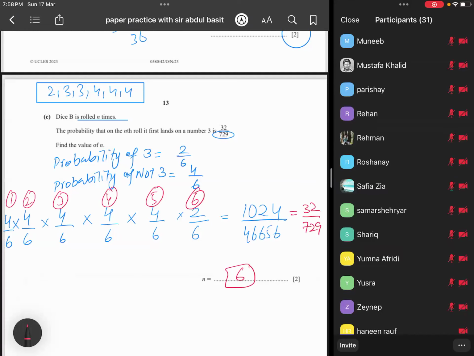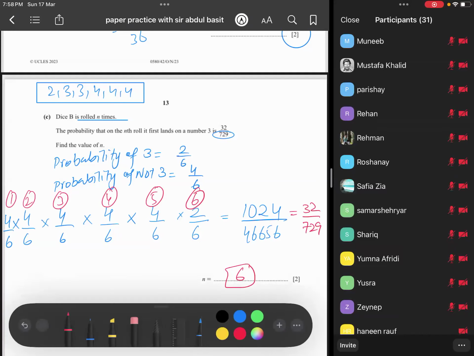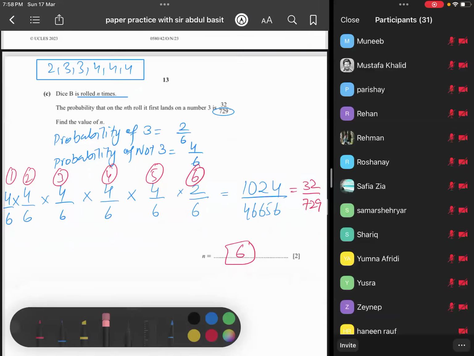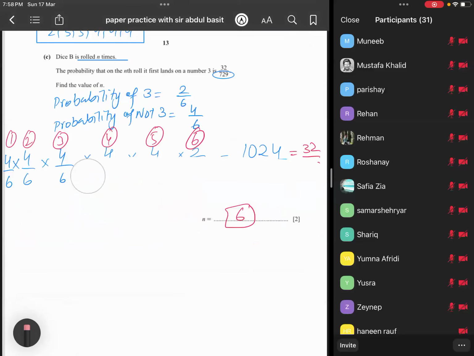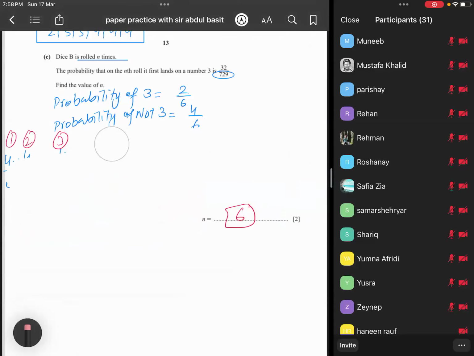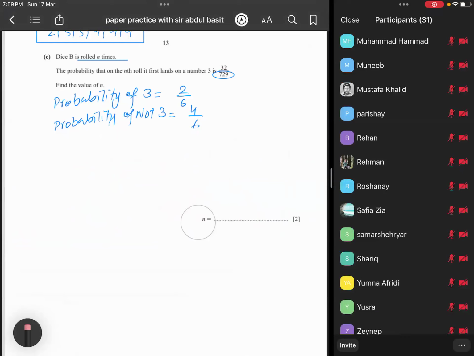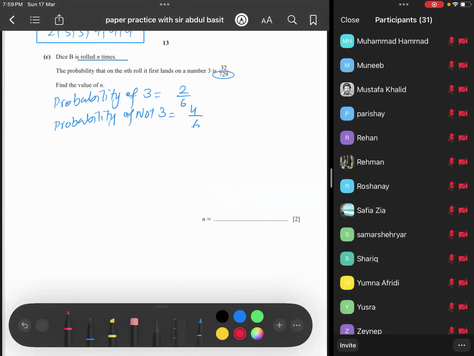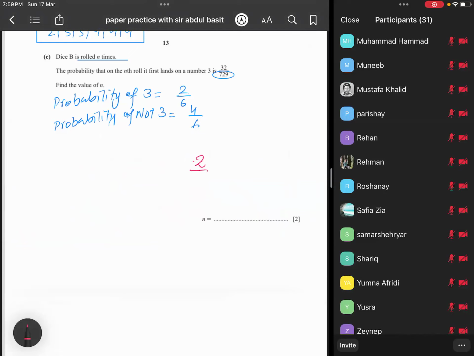Is this clear, everybody, or not? Yes, sir. Beta, the easy way to solve this sort of question, and you can get this question in exams, especially O level students and IGCSE students as well: I want to get probability of 3. So let's write not 3: 4 out of 6. I'm not getting 32, so again 4 out of 6, then again 4 out of 6.